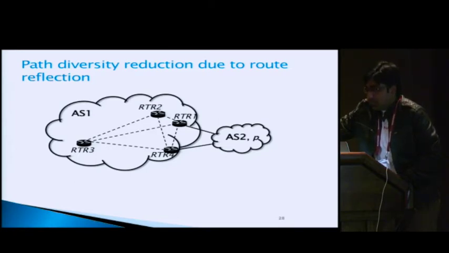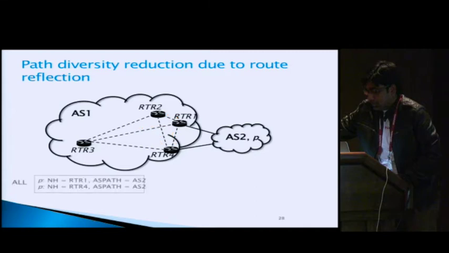So this is one example where we can see how the path diversity gets reduced because of RR. So initially we have all the routers in full mesh. So all these routers are connected using iBGP. When I learn some prefix, all prefixes are actually sent over all the peers. So all my peers are actually seeing those routes. So the path is actually visible.